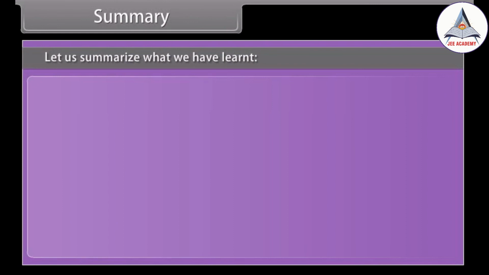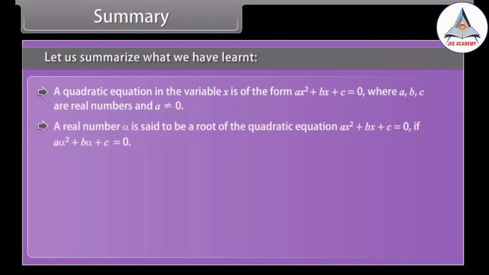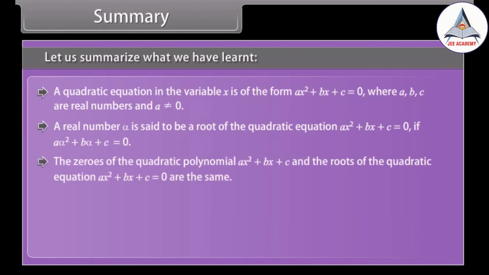Summary. Let us summarize what we have learned. A quadratic equation in the variable x is of the form ax² + bx + c = 0, where a, b, c are real numbers and a ≠ 0. A real number α is said to be a root of the quadratic equation ax² + bx + c = 0 if aα² + bα + c = 0. The zeros of the quadratic polynomial ax² + bx + c and the roots of the quadratic equation ax² + bx + c = 0 are the same.